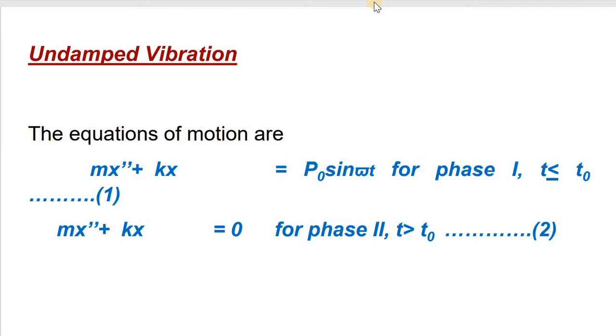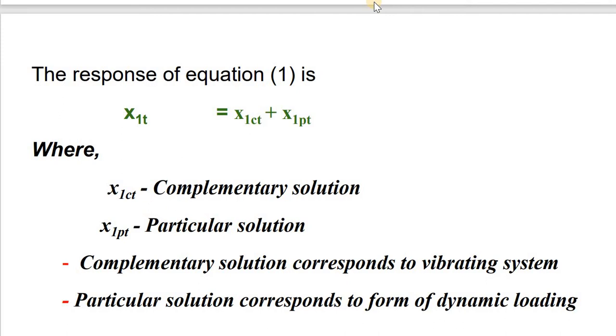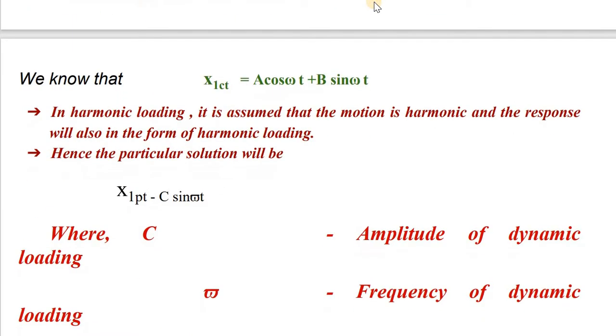In phase 1 it will be m x double dot plus k x is equal to P0 sin ω't, and in phase 2 it is equal to 0. Now again the first solution I am taking, that is x1, the first phase solution. It is of two parts: one is the complementary part and the other is the particular integral. Now what is the complementary part? Since no damping is there, x1 complementary is a cos ωt plus b sin ωt. Now x1 particular will be c sin ω't.